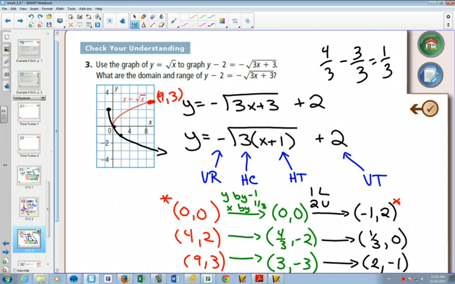If you wanted to do each graph separate, you could do the reflection. I'll show you what that looks like. You would first flip it down, which would end up looking like this. Then you would compress it horizontally. So then you would draw it like this. Then you would translate it 1 to the left.